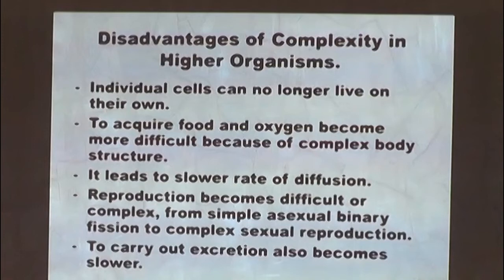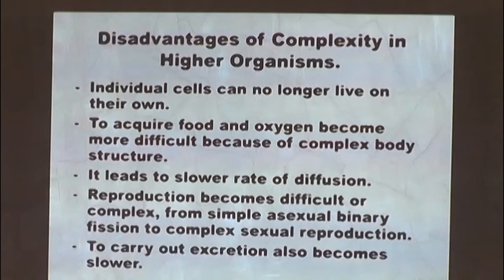But there are some disadvantages. And what are they? They include the fact that the individual cells can no longer live on their own. They have to depend on others. That means when one cell dies, the other one dies too. Then, acquiring food and oxygen becomes more difficult because of the complex body structure. Initially, unicellular organisms can just obtain their food by means of simple diffusion. But now, because of complexity, such becomes difficult.